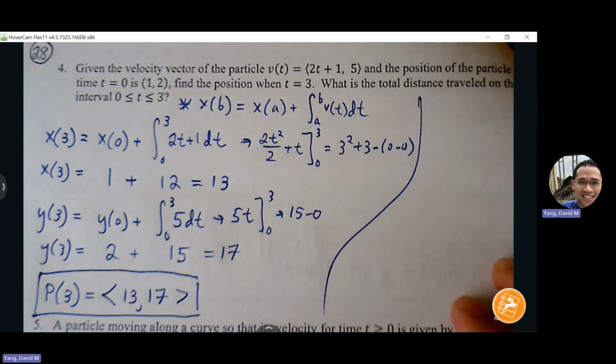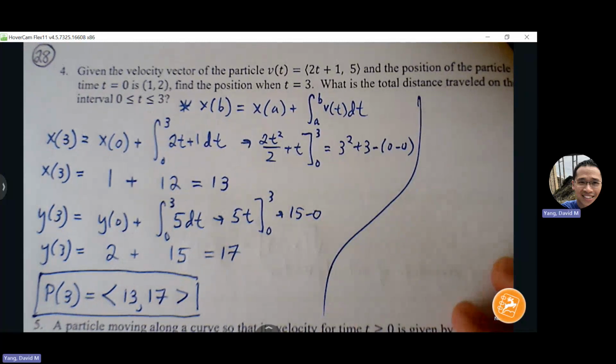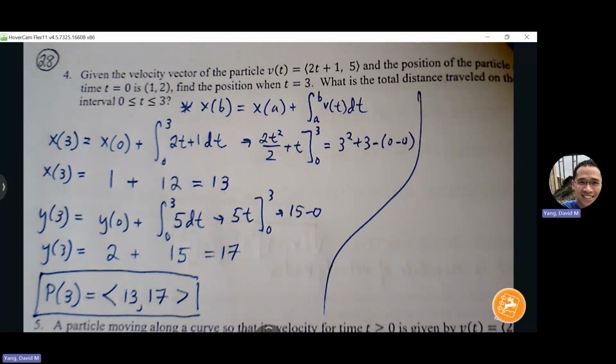Part B, total distance. We'll use our distance formula: the integral from a to b of the square root of x prime of t squared plus y prime of t squared. And that's too difficult for us to do by hand. We can use our calculator.